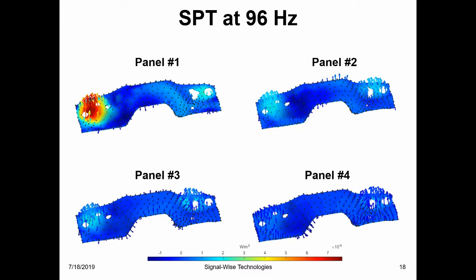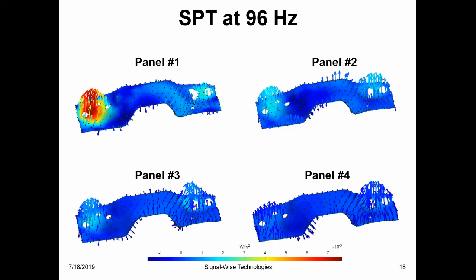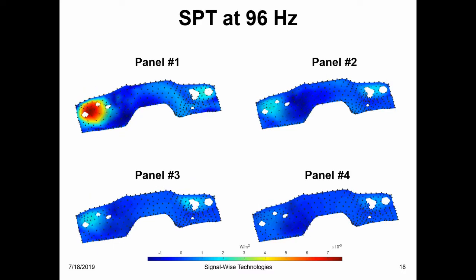Shown here are sound transmission paths for 4 panels at the first major resonance peak, 96 Hz. Results indicate that panel number 1 allowed the most amount of sound transmission on the left side. Panels number 2 and 3 are better than panel number 1, and panel number 4 allowed the least amount of sound transmission at this frequency.